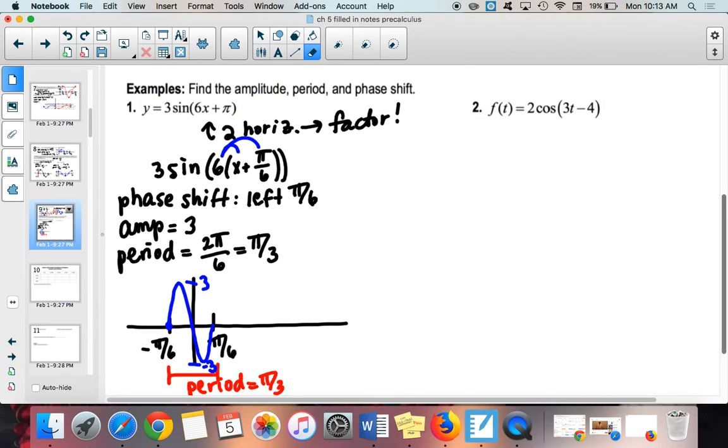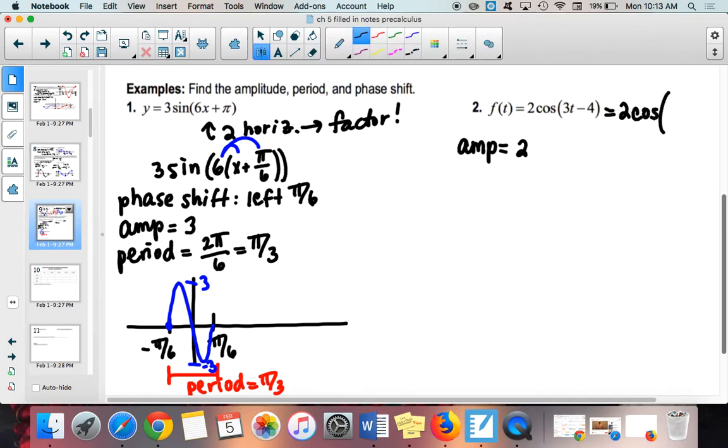This one's not going to be fun. We won't graph this one, but let's come up with the amplitude, period, and phase shift. So amplitude, do we know it? 2. Phase shift we have to figure out. So we do our 2 and we do cosine of. We got to pull out the 3. What are we going to have left in parentheses? T minus 4/3. You got it.